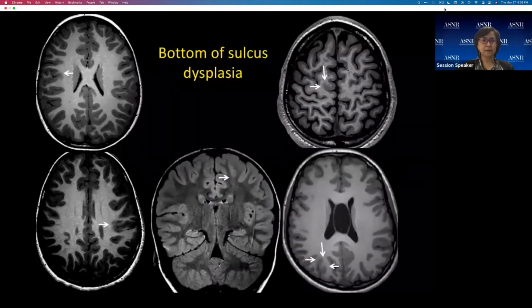So on this slide, I have shown you 5 different examples of bottom of sulcus dysplasia. Out of these 5 cases, 4 of these were initially reported as normal, and they were identified only on second review of the imaging. As you can see, the lesions are really subtle and therefore challenging to identify.